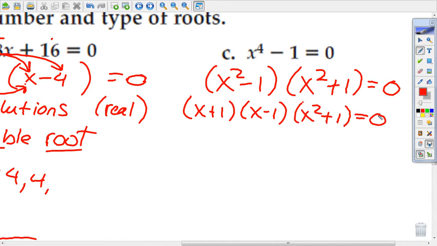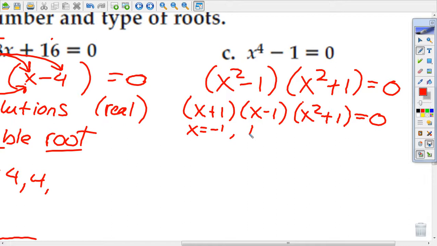How many solutions should I expect? 4, so don't give me 2. Here are 2 of them. X equals negative 1, x equals 1. What's the solution to that? X squared plus 1 equals 0.